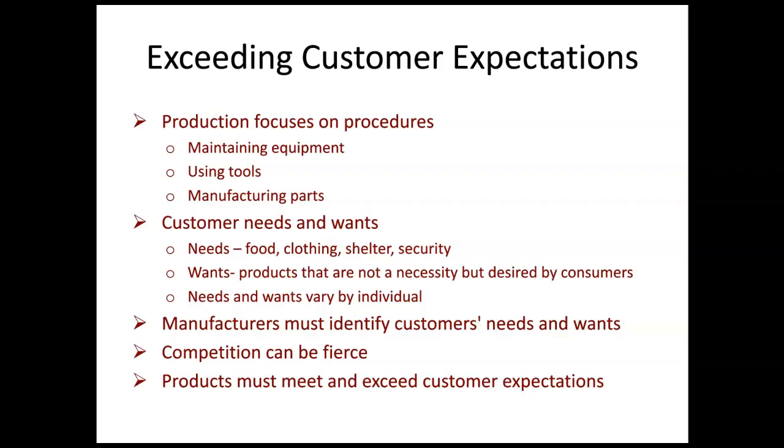Oftentimes, if we are making similar products, competition can be very, very fierce. So there's always competition involved. Think about the competition in cell phone manufacturing between Apple and Samsung, and what might entice a customer to buy one over the other. Because of competition, we want to make sure that our products meet and exceed customer expectations, because we really don't want to lose that customer to our competitors as well.